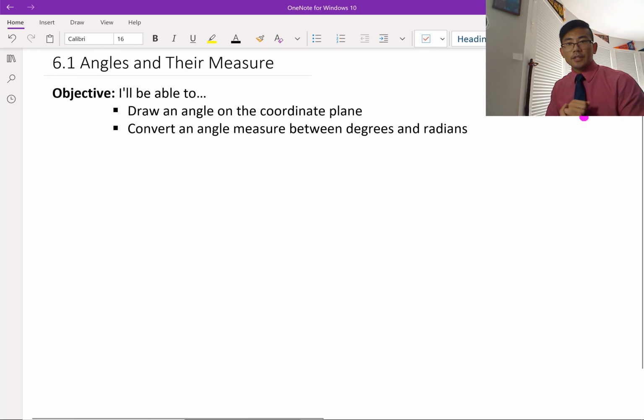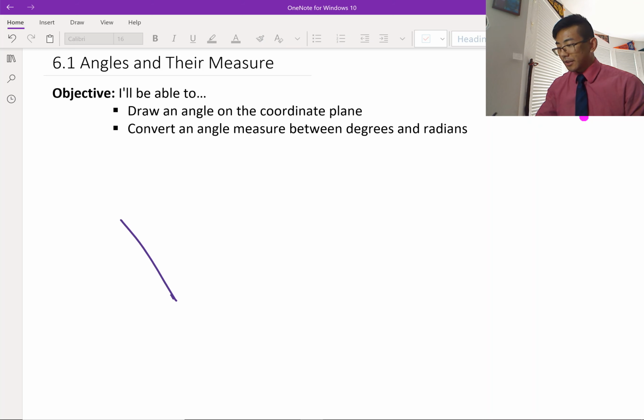Hello folks, in this video, which is going to be actually quick and dirty, we're going to talk about angles and their measure in the coordinate plane. We've drawn a lot of angles, especially in geometry, where they're just kind of floating around in space here on your piece of paper.